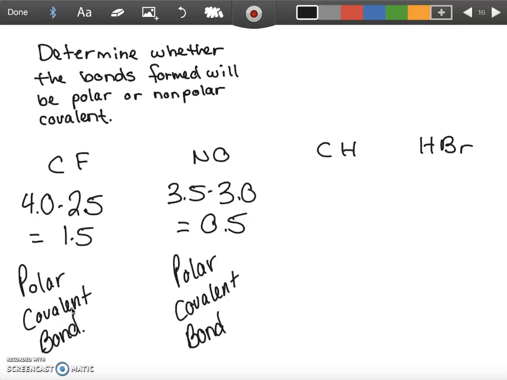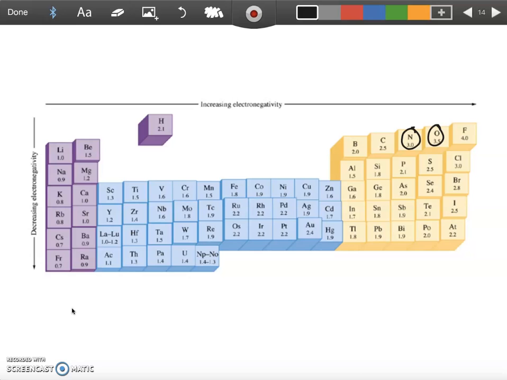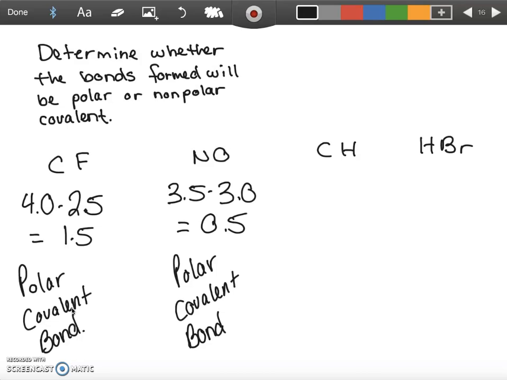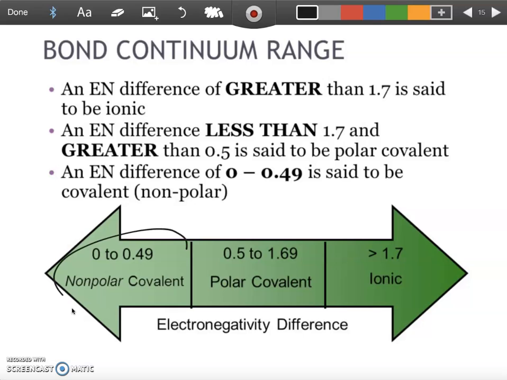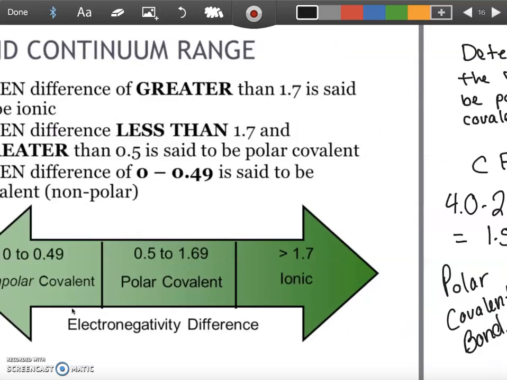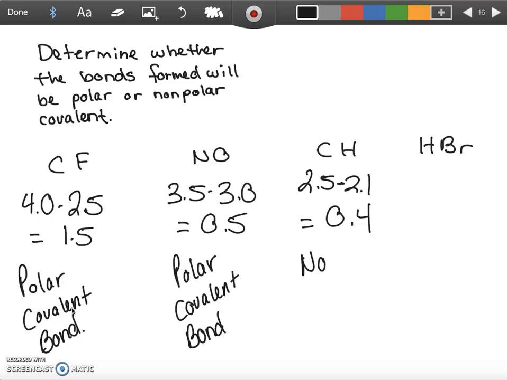Alright, now let's do carbon and hydrogen. Carbon is right here at 2.5, hydrogen is up here at 2.1. So we will do 2.5 minus 2.1, and that comes out to a total of 0.4. 0.4 is in the range of a non-polar covalent bond, so we will write non-polar covalent. They will share the electrons equally.